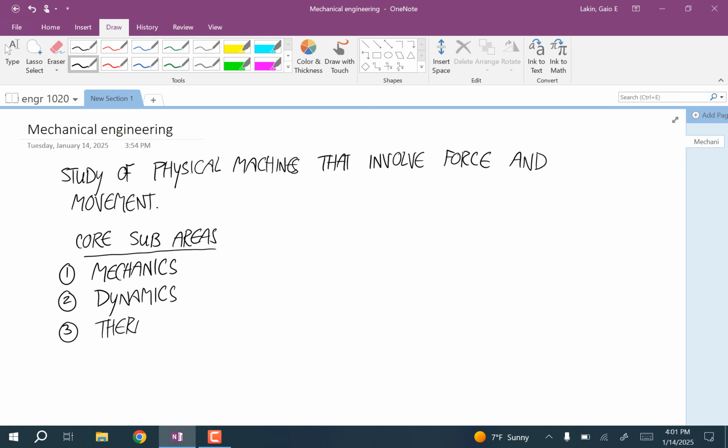Thermodynamics, which relates mechanical energy, motion, and forces and things to thermal properties. An example of that would be like a power plant where you use thermal energy, heating up a material to get mechanical energy out of the system. Material science, that is the study of the properties of different materials.